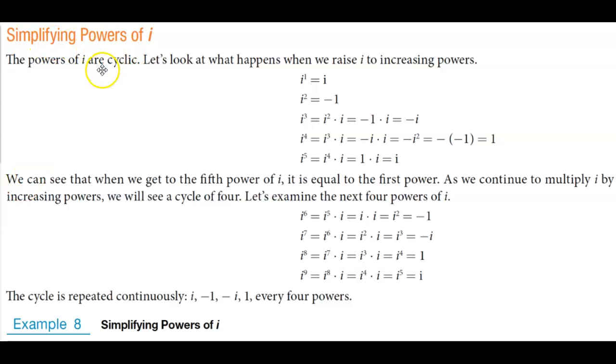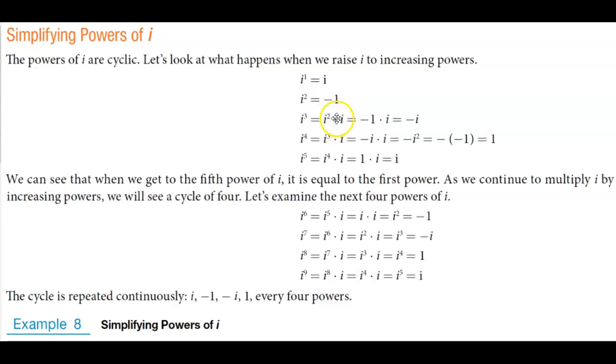Simplifying powers of i. The powers of i are cyclic. Let's look at what happens when we raise i to increasing powers. If we have i to the 1 power, it just equals i. We know the definition of i squared is equal to -1. Now what happens when we have i cubed?